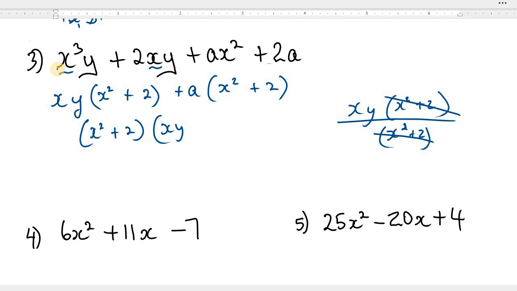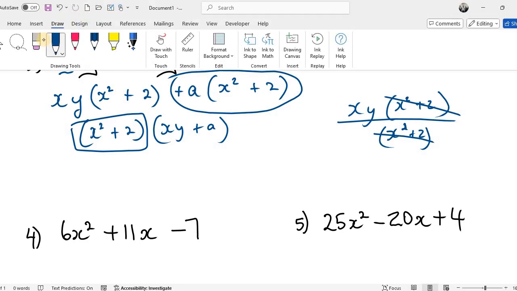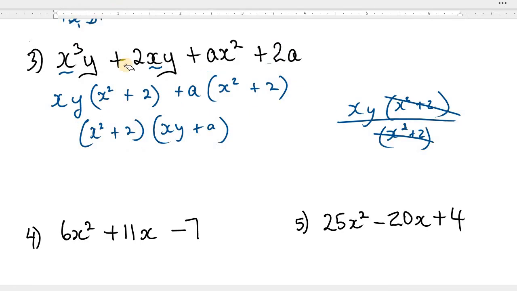Now I'm going to do the same thing with this one. I'm going to divide this by the common factor. And when I do that, the x squared plus 2 cancels out the x squared plus 2, leaving us with just the a. All right, so a quick way to see this is that what's in the bracket will go in one bracket, and what's outside the bracket goes in another pair of brackets.